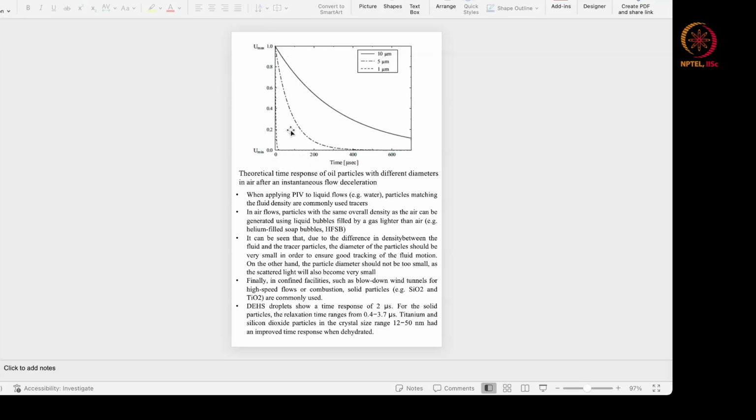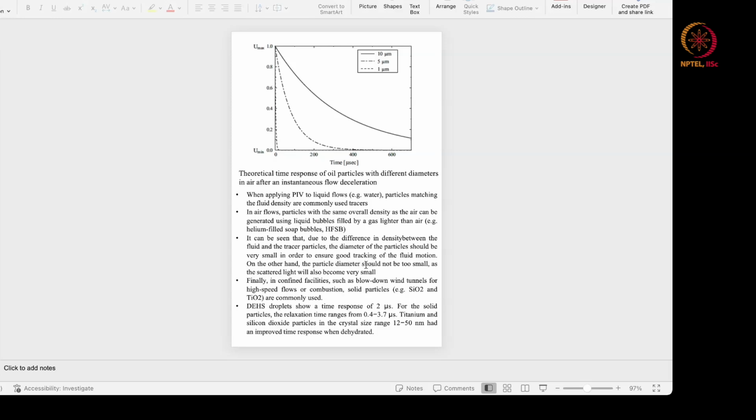So this is quickest, this is the longest. In air flows, particles with the same overall density as the air can be generated by using liquid bubbles filled up by a gas lighter than air, like helium soap bubbles, for example. It is also seen that due to the difference in density between the fluid and the tracer particles, the diameter of the particles should be very small to ensure good tracking.